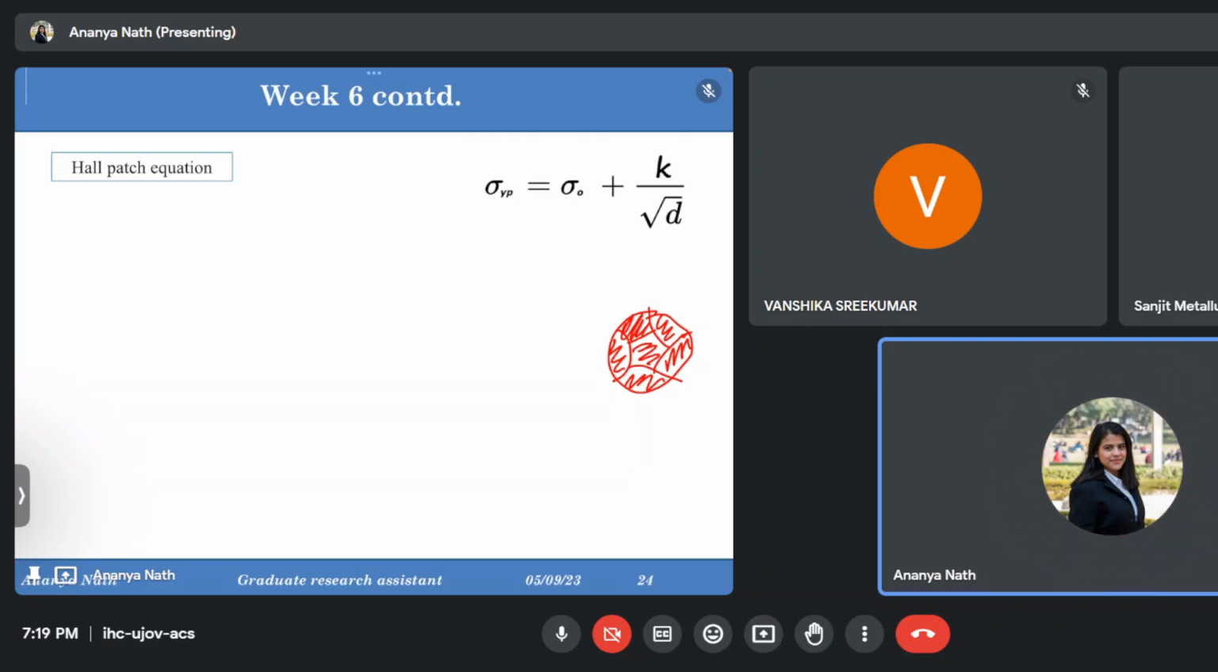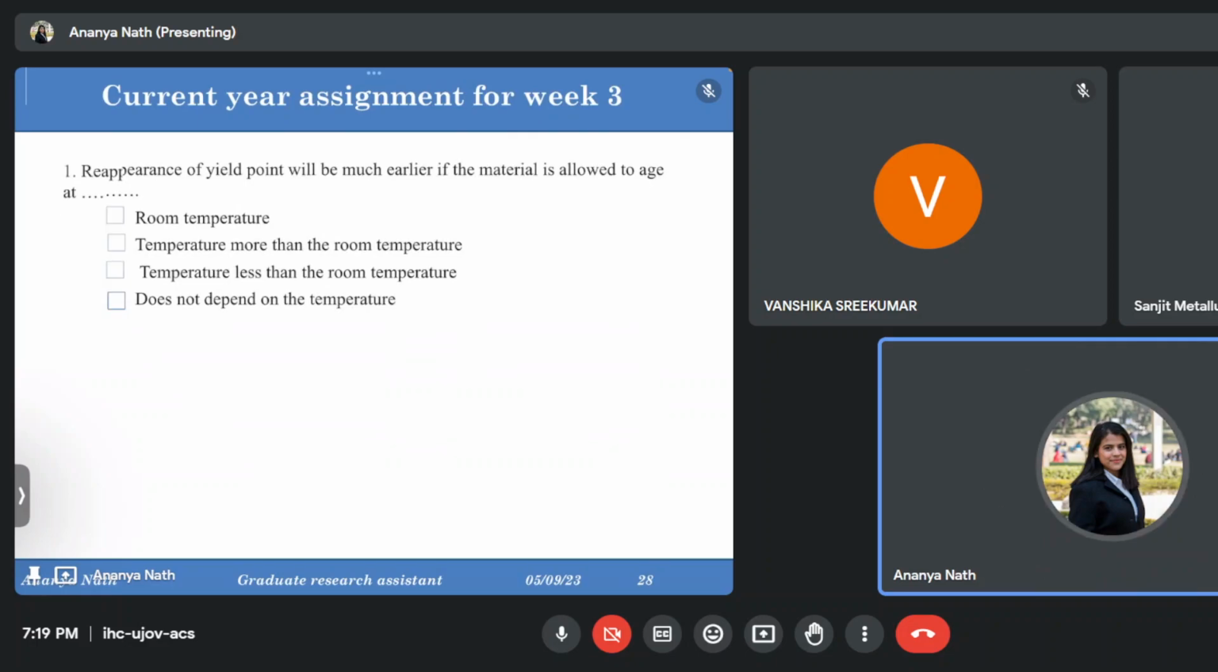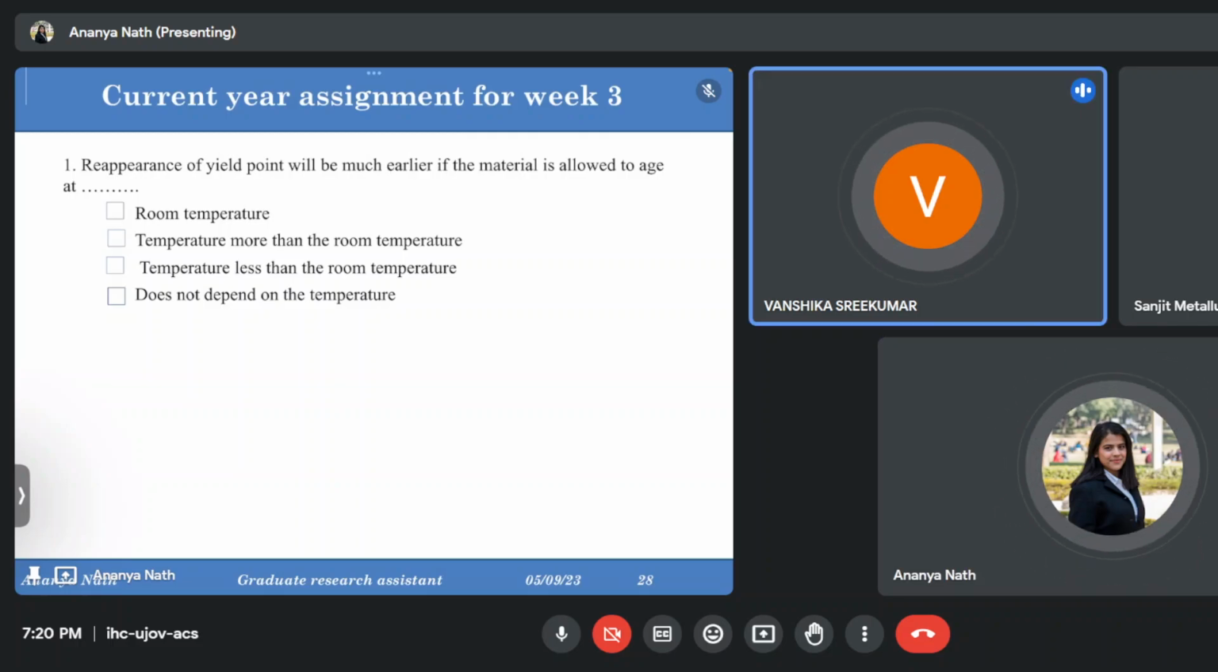Okay, let's go to the MCQ section then. Try to answer the MCQ. We'll see the answers then. Reappearance of yield point will be much earlier if the material is allowed to age at. This is the current semester assignment for week 3 which you have already attended. I'm just discussing the answer for your reference. Temperature more than the room temperature.